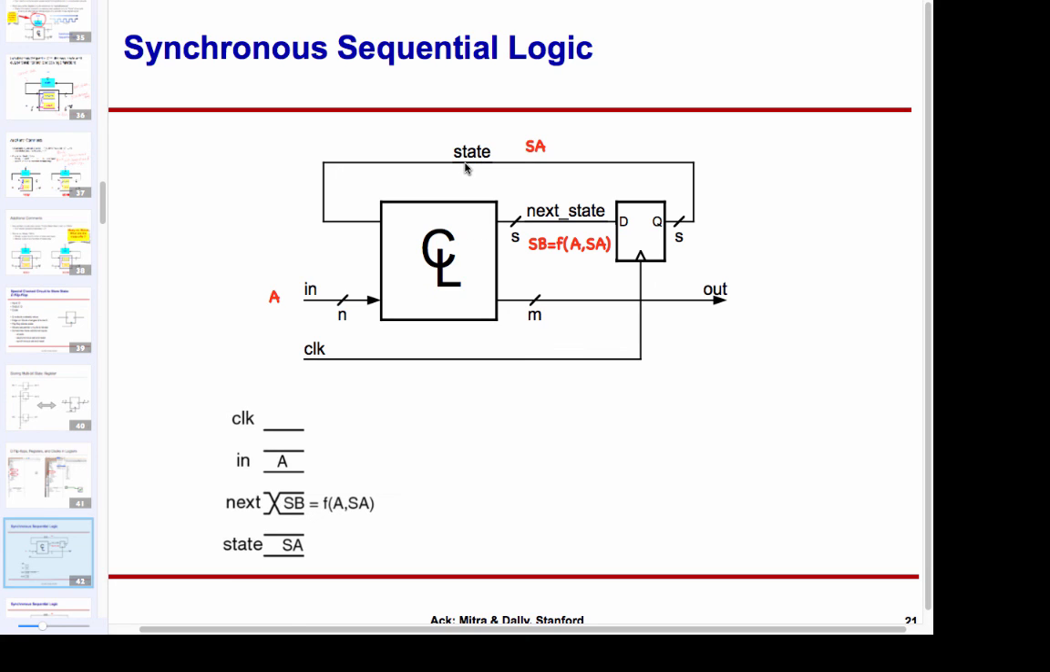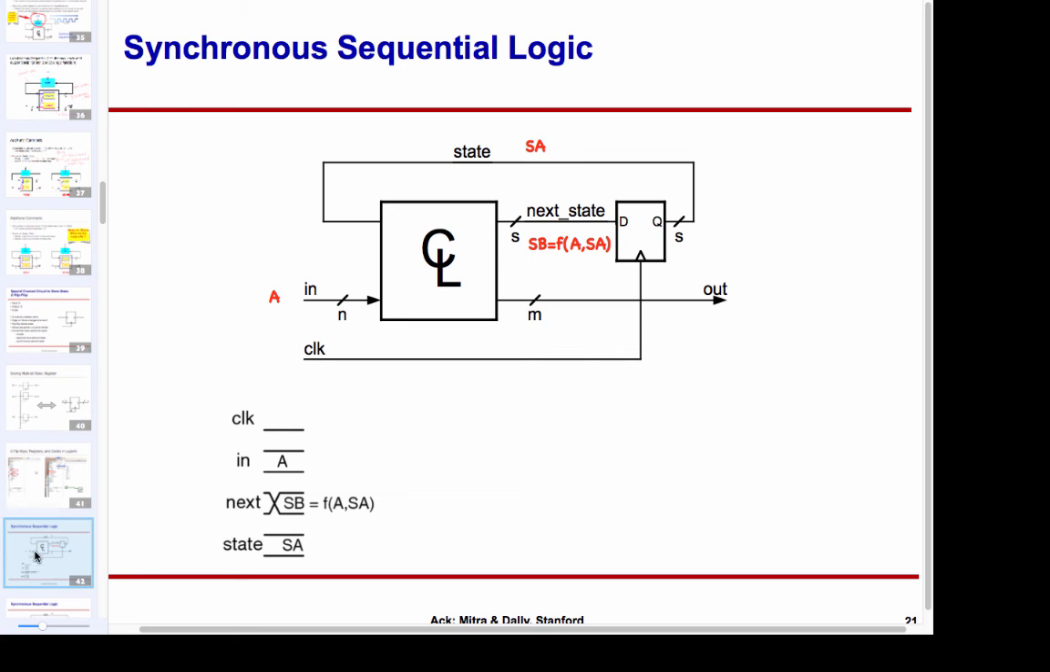Okay, and then at initial time, let's say input is A, current value of the state is SA. So what this combinational logic is going to do is compute the next state, which is a function of A and SA, and let's call that SB. So initially, the state, which is the output of the D flip-flop, is SA, and the next state it is computing is SB, which is some function of A and SA. So this is how we are starting out.